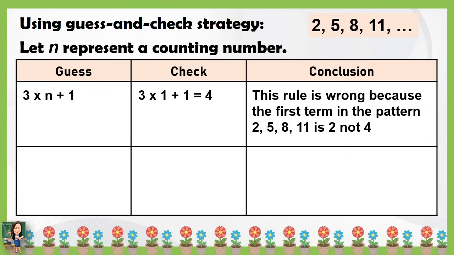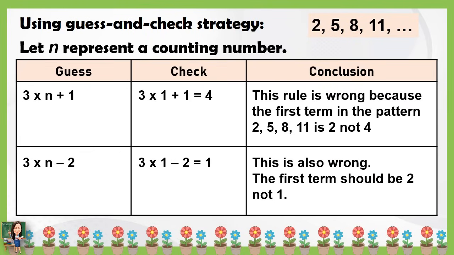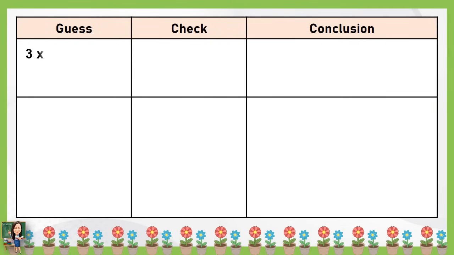not 4. Another guess is 3 times n minus 2. To check, 3 times 1 minus 2 equals 1. The conclusion is this is also wrong. The first term should be 2, not 1, as you can see in the sequence 2, 5, 8, 11. Another guess is 3 times n minus 1.